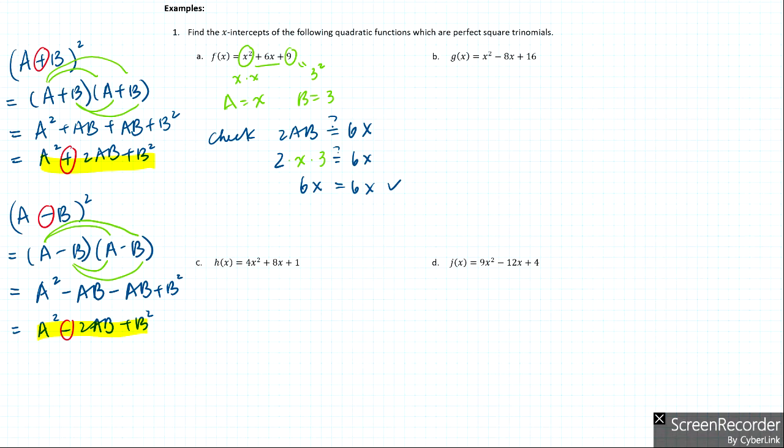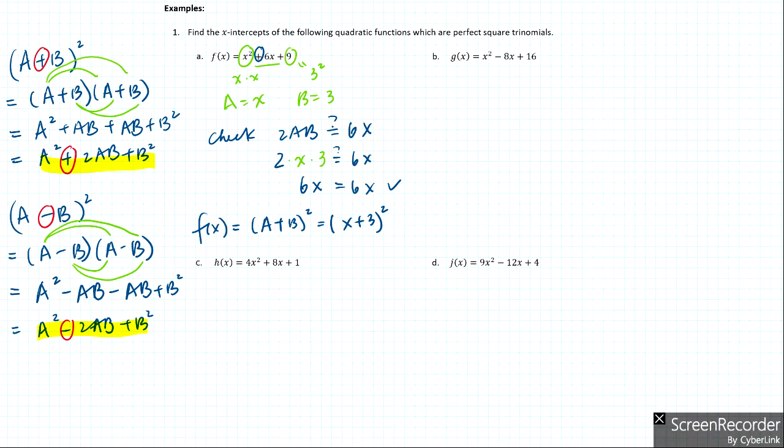In particular, this is a perfect square trinomial that will become (a plus b) squared, because I have a plus sign in front of the b term. And therefore, we can say f of x is equal to (a plus b) squared, which is equal to (x plus 3) squared, because a is equal to x and b is equal to 3 in this case.